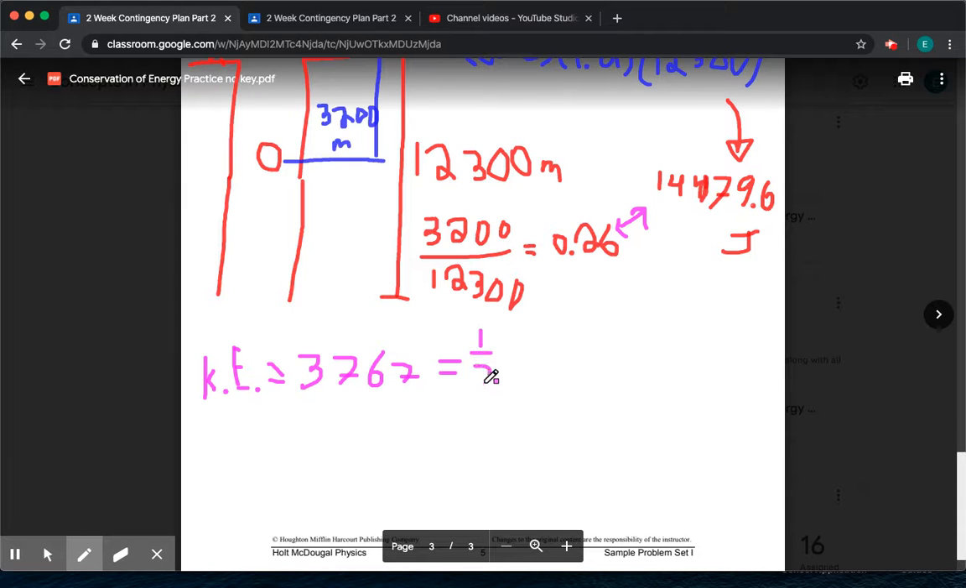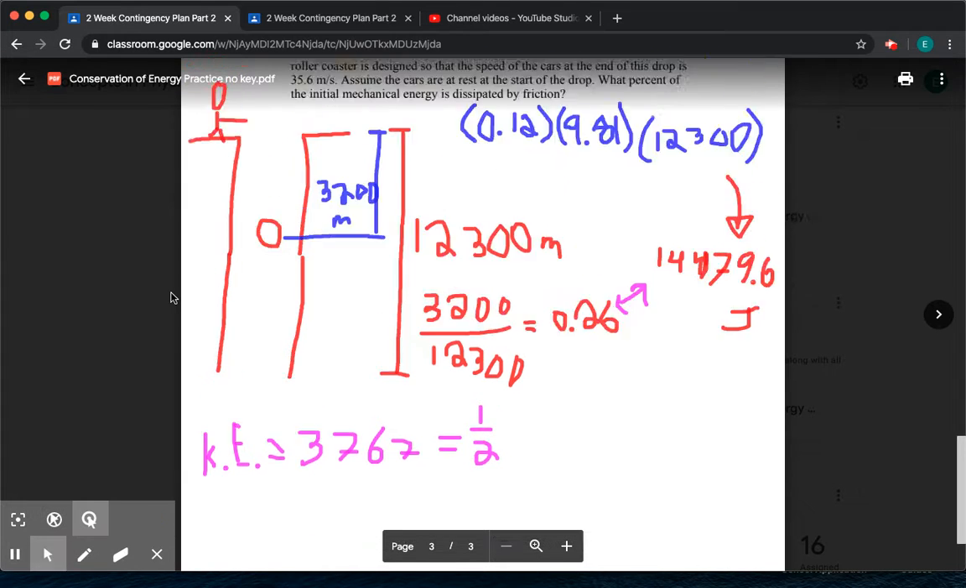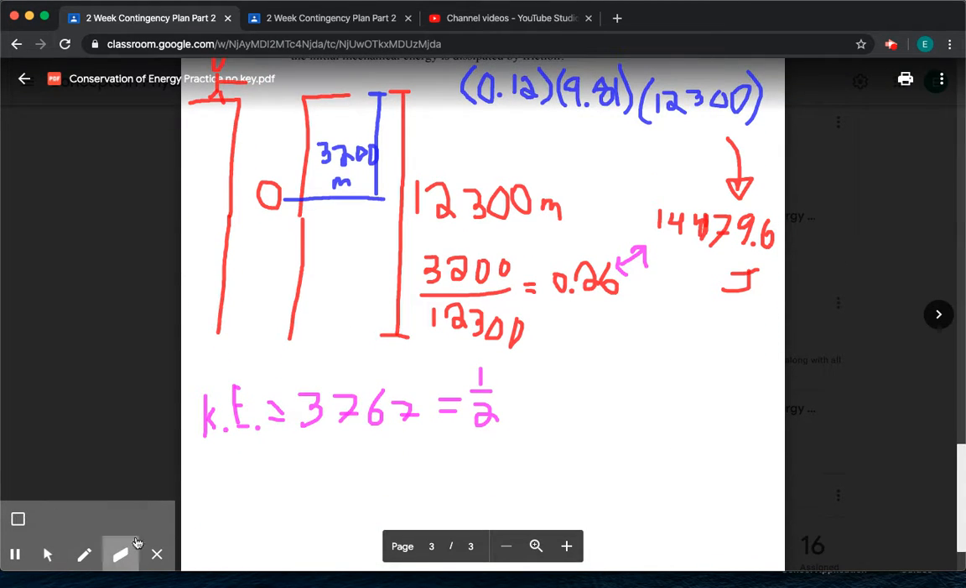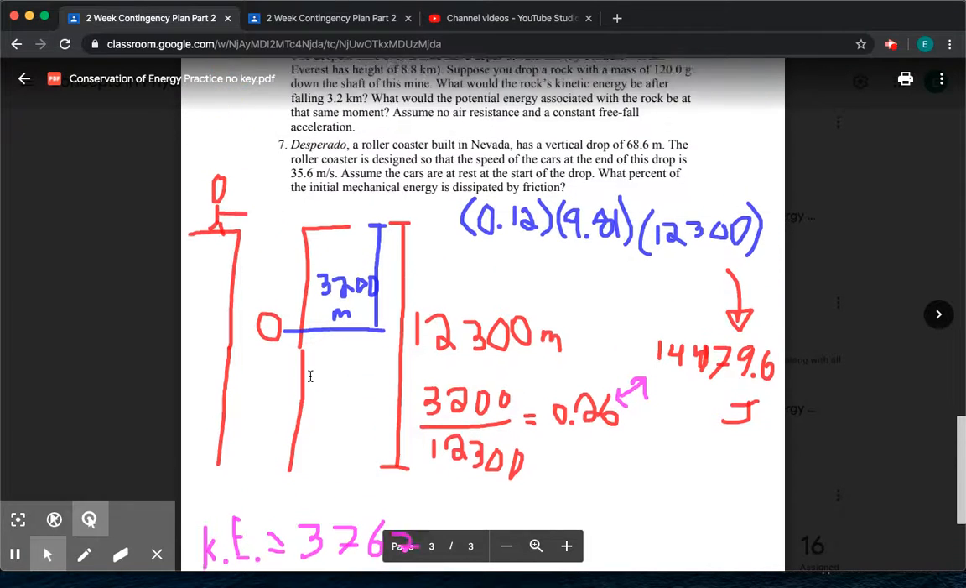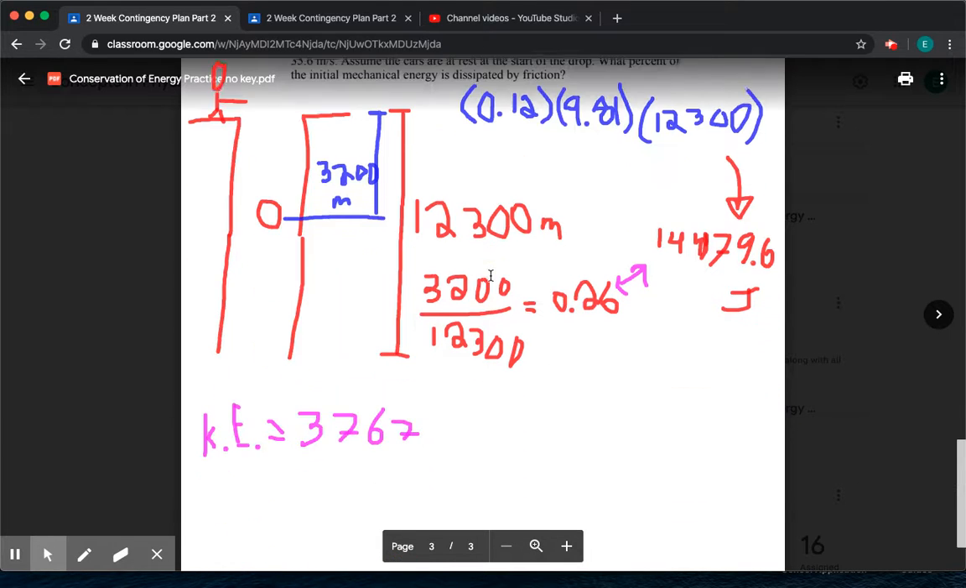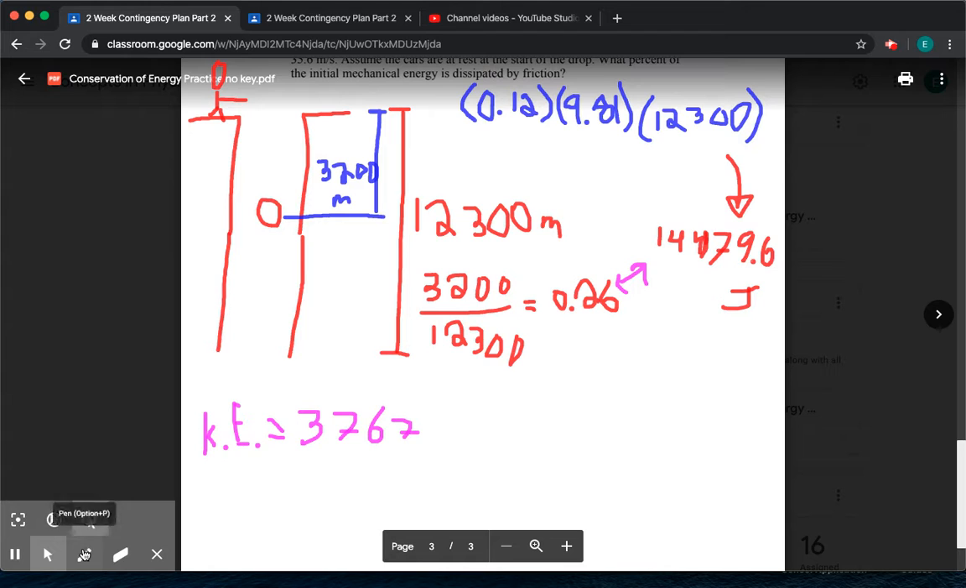So now we can find the velocity. Are we even looking for the velocity? No. We just want the rock's kinetic energy. So actually, I'm going to skip this. We don't need to find velocity. But now we answered the question. We know how much kinetic energy he's going to have. He's going to have this much. So this is your answer for that part.